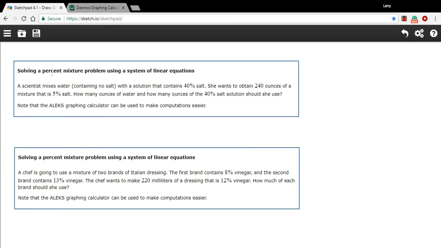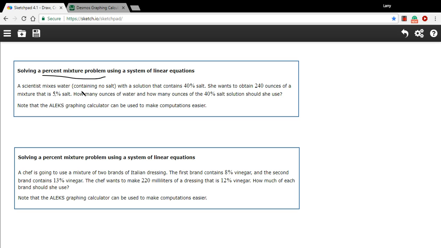Here we have a couple of percent mixture problems that can be solved with a system of linear equations. There is a lot going on in these problems, a lot of pieces of data, and so I think it's really useful to make a chart to help keep them straight, and hopefully that will help us write some equations with which we can solve the problem. So let's read this first one.